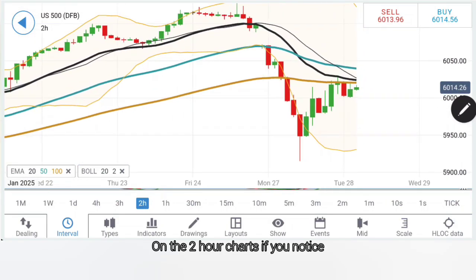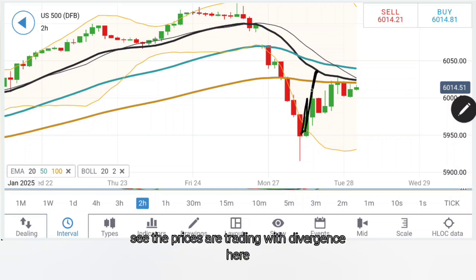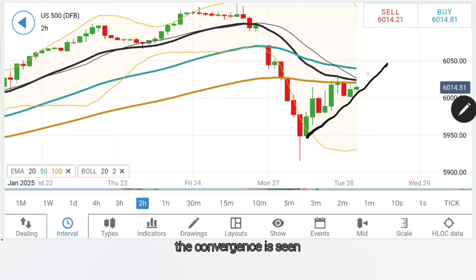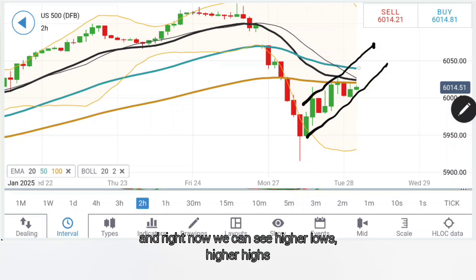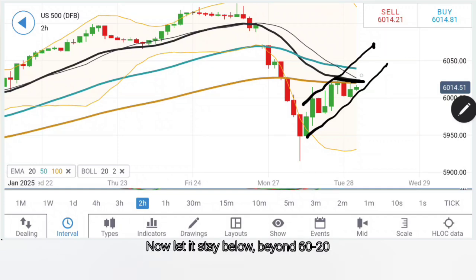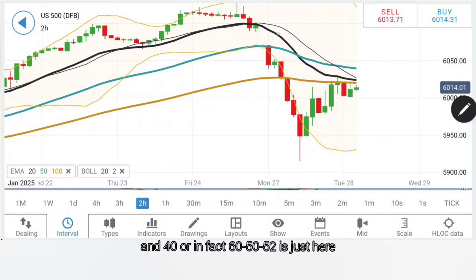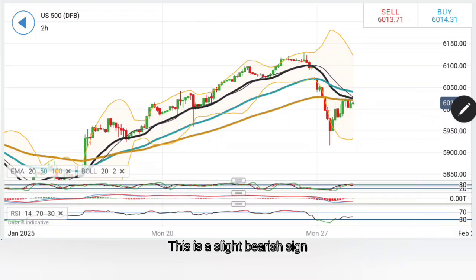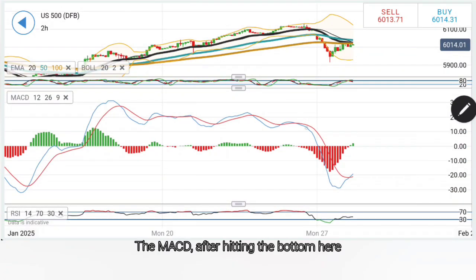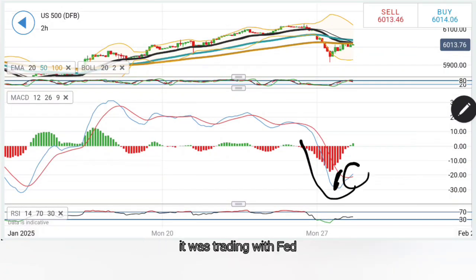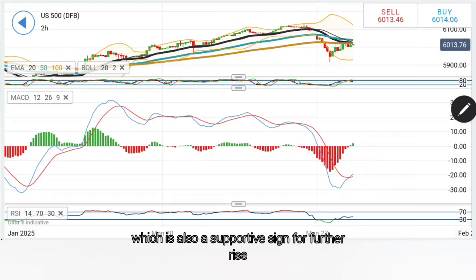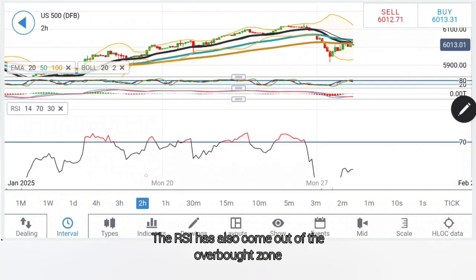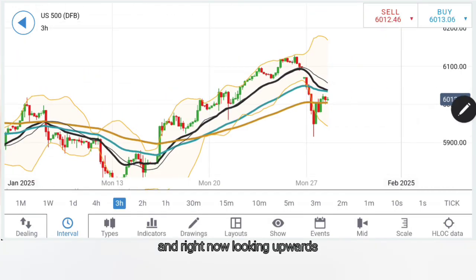On the 2-hour charts, if you notice, similar observation here. See, the prices are trading with divergence here. The convergence is seen, and right now we can see higher lows, higher highs. Now let it stay beyond 6020. Possibility of a move towards 6030-32 and 6040, or in fact 6050-52 exists here. Here also the moving averages have crossed over. This is a slight bearish sign. Stochastic at the top. The MACD, after hitting the bottom here, was trading with a fat belly. It has just crossed over, which is also a supportive sign for a further rise. The RSI has also come out of the overbought zone and right now is looking upwards.